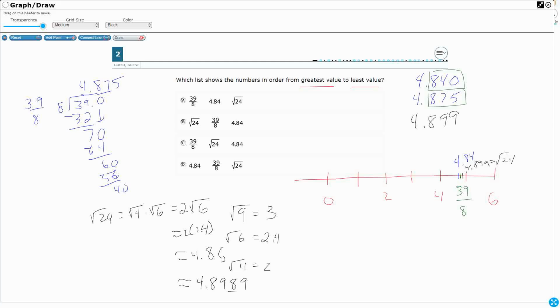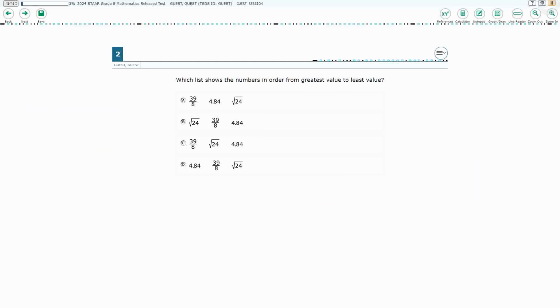So greatest to least is going to be the square root of 24, and then the 39/8, and then the 4.84. So our answer is B.